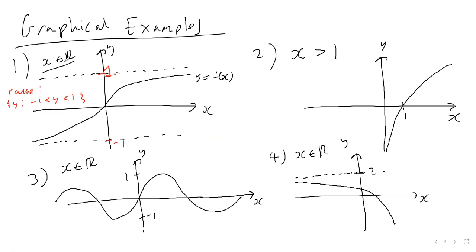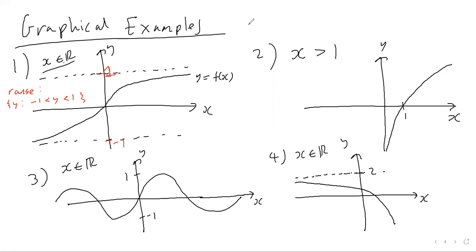Now, again, if the domain was x bigger than 0, then actually we ignore everything on this end here, and we just focus on our positive end. So our range would be between 0 and 1 instead, but because the range is every real number on our x-axis, it's between -1 and 1, our range there. Okay, great. Now let's look at our second example.